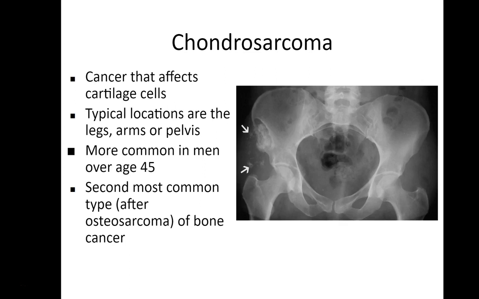Surgery to remove the affected area is very common. Occasionally, amputation is necessary. And the prognosis is better the earlier it is detected. In fact, 90% of patients who have early detection of chondrosarcoma have a survival rate of at least 5 years. And this is the second most common type of bone cancer after osteosarcoma. And remember, there's a difference between primary bone cancer and metastatic bone cancer, which we'll talk about in a few slides.